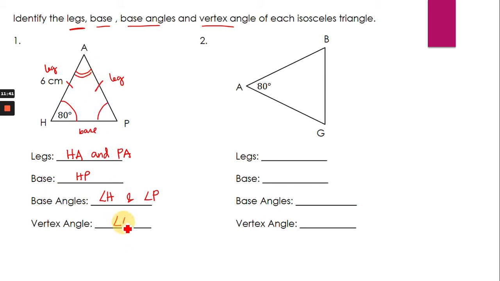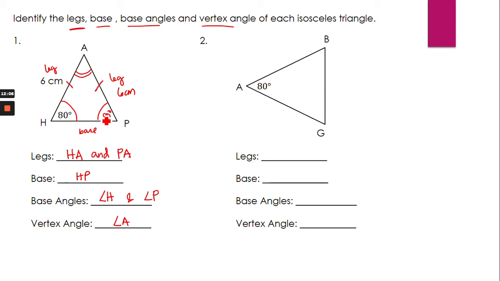So angle A will be the vertex angle. Okay, let us complete the measures of the following parts. If HA measures 6 cm, therefore PA is also 6 cm. If angle H is 80, which is the base angle, therefore angle P is also 80 degrees. Now how do we get the measure of angle A?